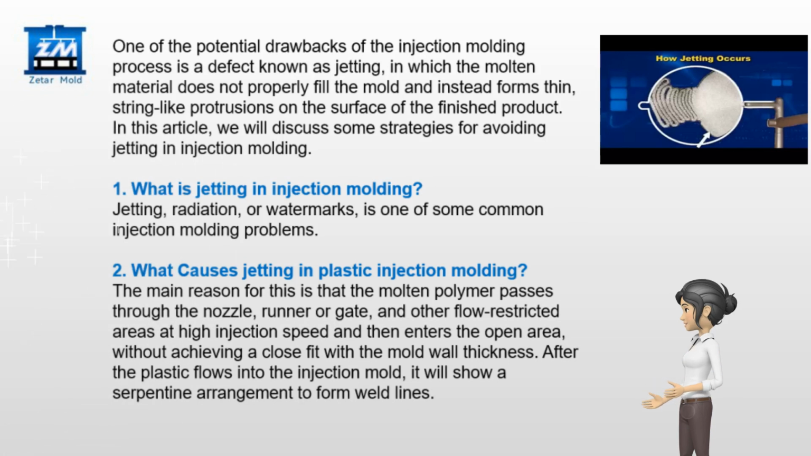What is jetting in injection molding? Jetting, radiation, or watermarks is one of some common injection molding problems. What causes jetting in plastic injection molding? The main reason for this is that the molten polymer passes through the nozzle, runner or gate, and other flow-restricted areas at high injection speed and then enters the open area, without achieving a close fit with the mold wall thickness.